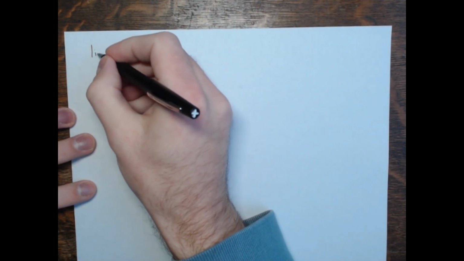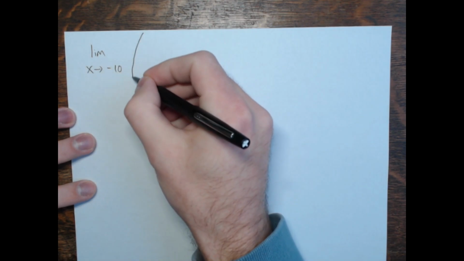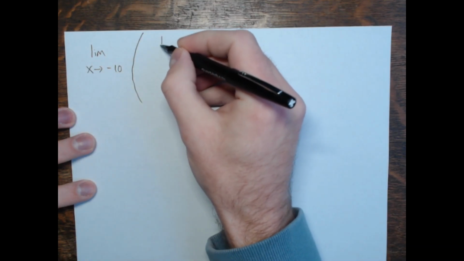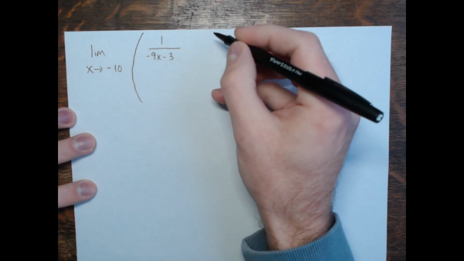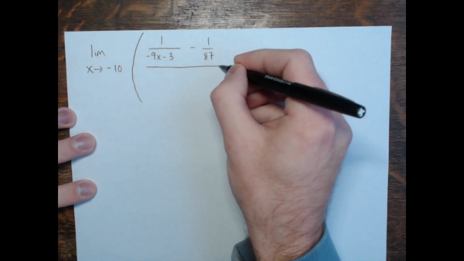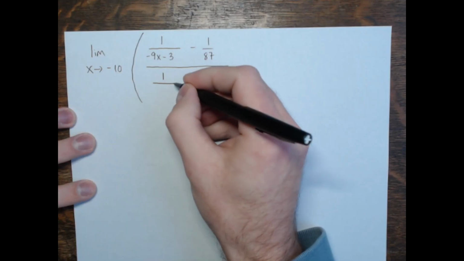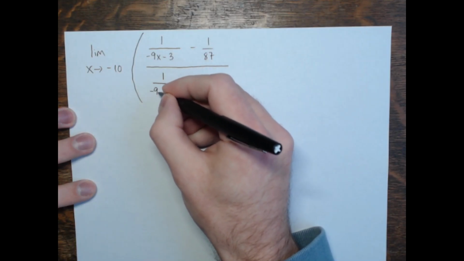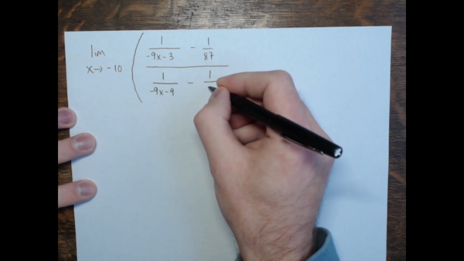All right, so here's one where I'm simplifying a complex fraction. So we've got the limit as x approaches negative 10. It's 1 over negative 9x minus 3 in the numerator, minus 1/87th also up there. And then the big bar, divided by another difference of fractions down here, 1 over negative 9x minus 9, and then minus 1/81st.